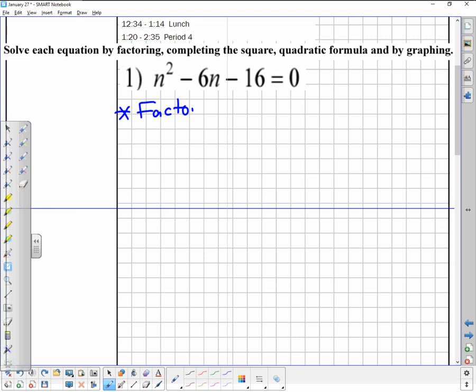When you do factoring, here's how you know this is a quadratic. All quadratic means is the highest power is a 2. So this is a quadratic, and it's also a trinomial. Tri meaning three of them, three terms. So in this case, I have one, two, three terms.